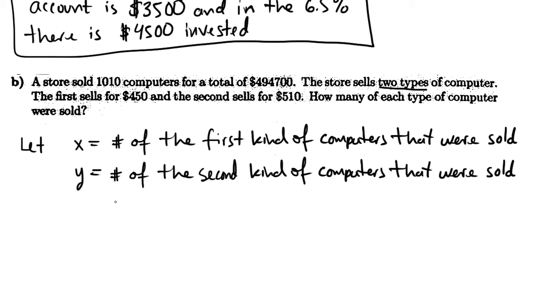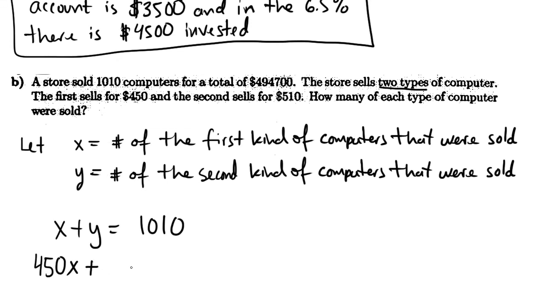Now we can set up our equations. We're told that they sold this many computers, right? So x plus y should be the total number of computers they sold. Now, if you sell x of the first kind of computers, and each one of those is 450, how much money are you going to make just from the first kind? Well, that's simply the product of those two, 450 times the number of those computers sold.